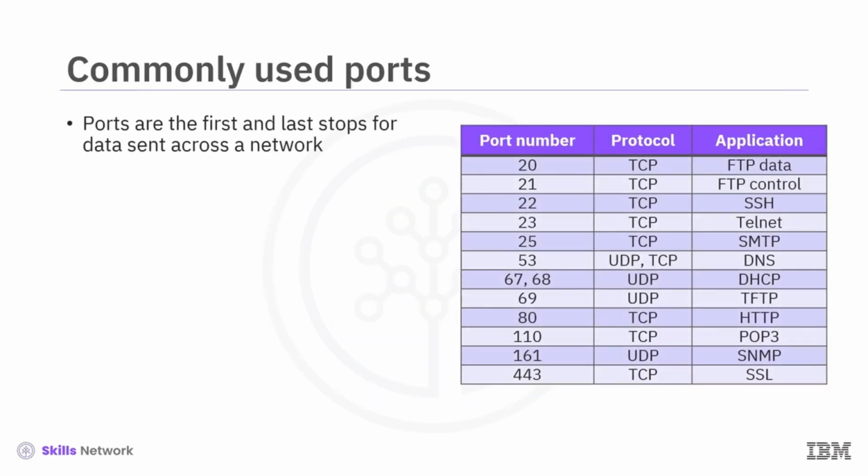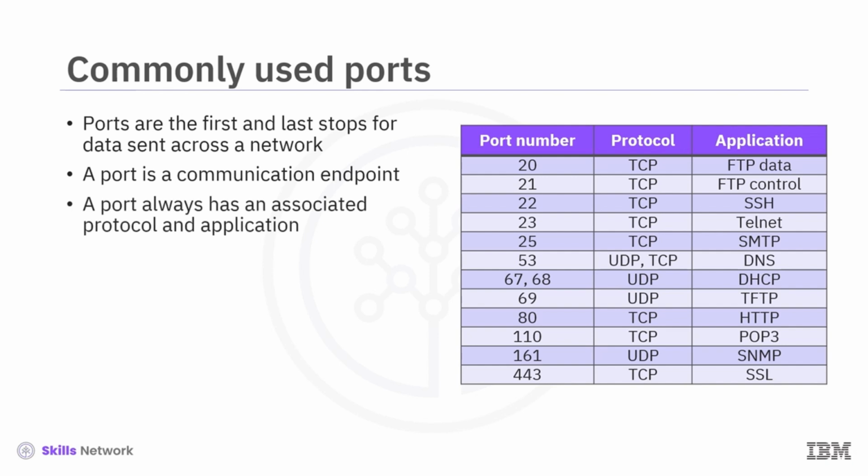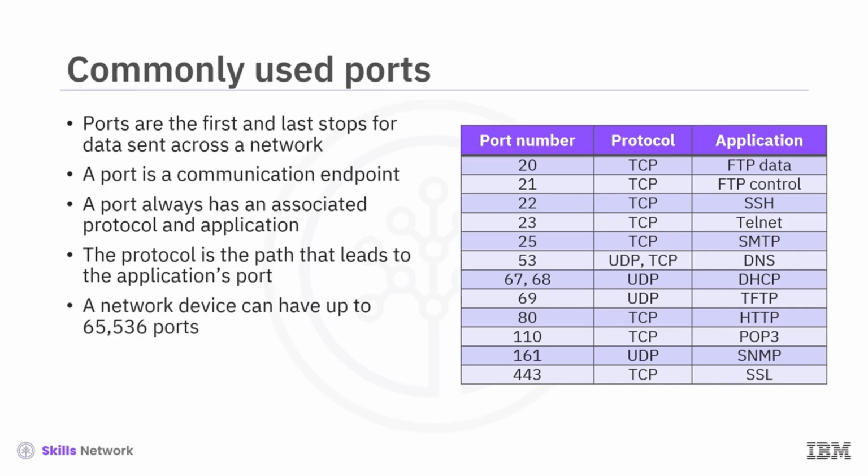Ports are the first and last stops for information sent across a network. A port is a communication endpoint. A port always has an associated protocol and application. The protocol is the path that leads to the application's port. A network device can have up to 65,536 ports. And default port numbers do not change.